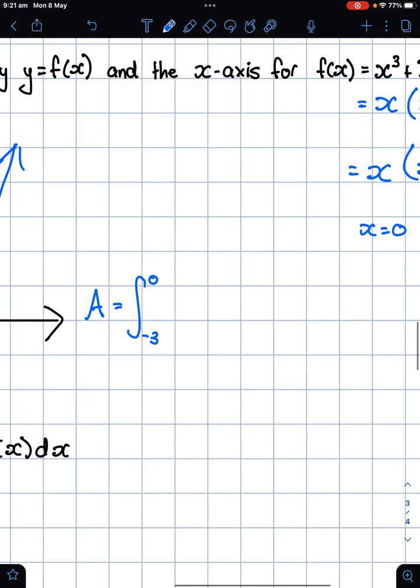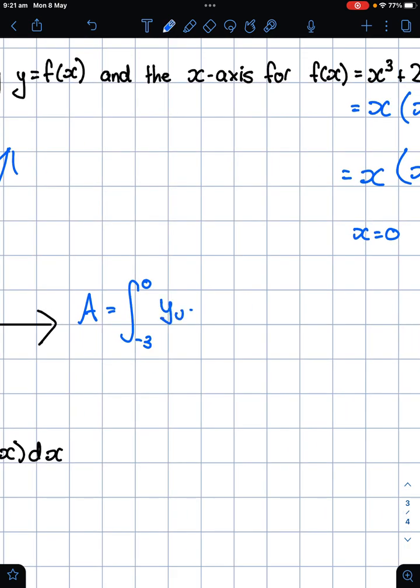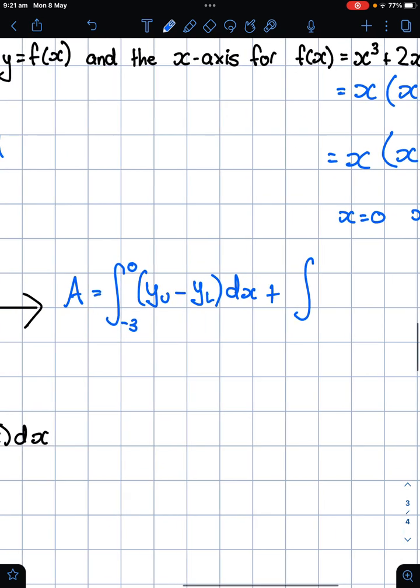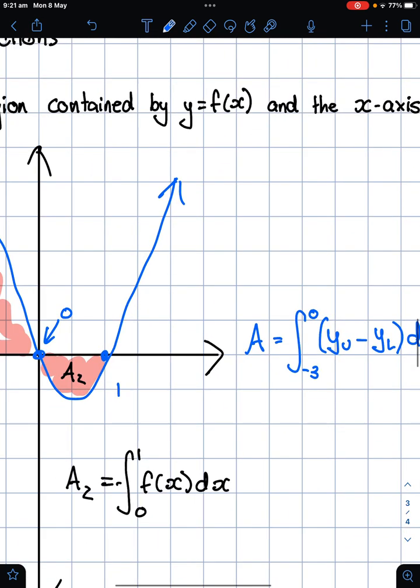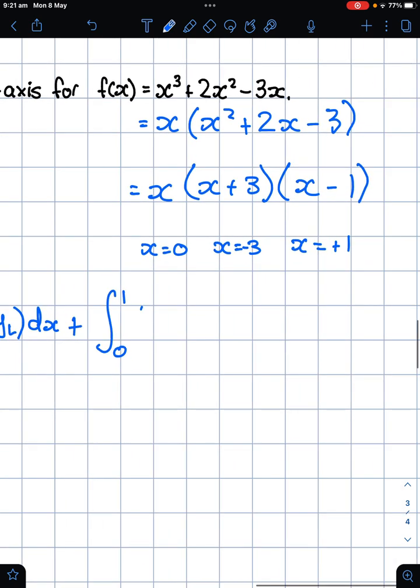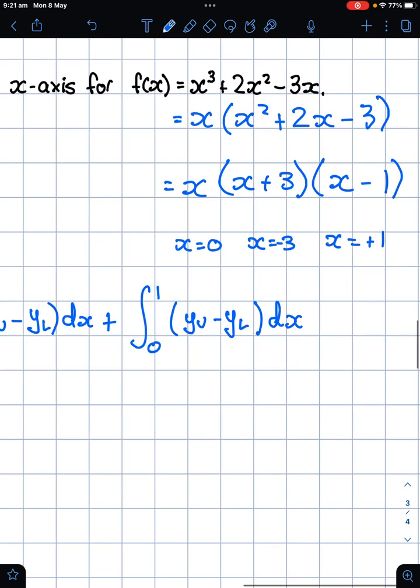So we're going to go y upper minus y lower, and that's with respect to x. So that's the area of part of our curve. And then our next bit is going to be the integral from 0 to 1, because that's where our final intersection point is. And that's going to be y upper minus y lower dx. Now I've broken it into two parts, okay, because we're going to need to do these integrals in different ways.